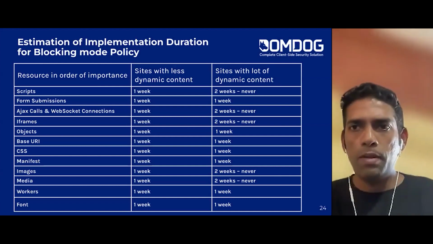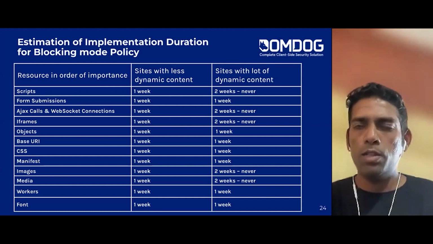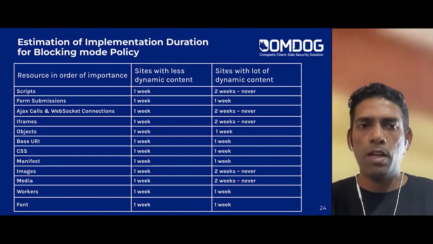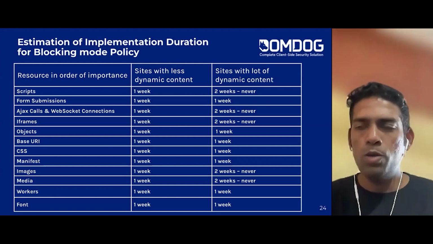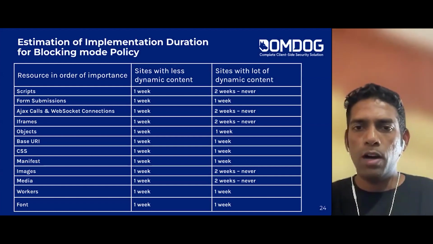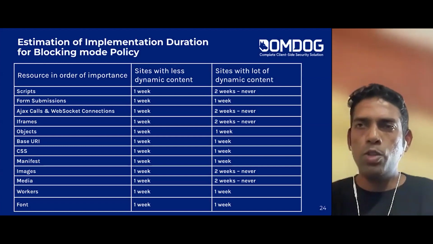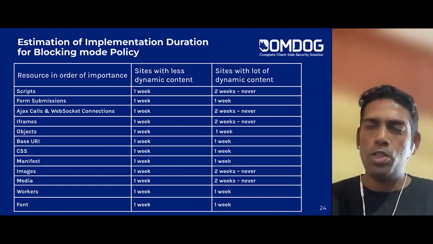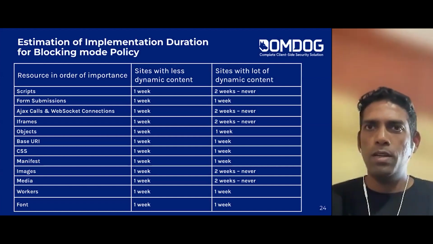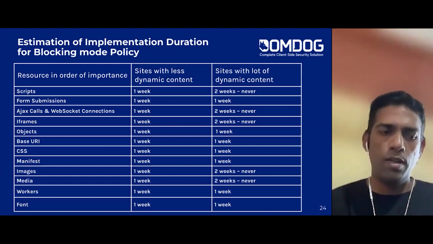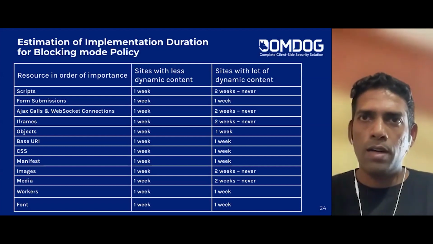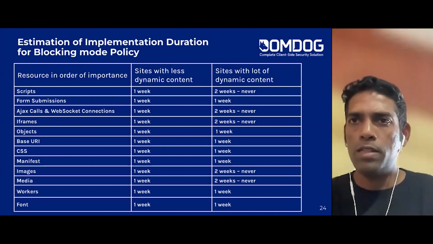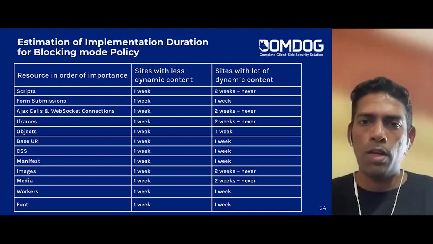So here we have a table where we have captured all the resources in the order of priority. It starts from your JavaScript, your form submission, Ajax calls, and so on, all the way down to your fonts. And there is a rough estimation of how much time it would take for you to put them in blocking mode. For static sites, it typically tends to be 1 week, because the content does not change so much, so you would know what kind of resources, and what locations you load these resources from, so you can put them in blocking mode.